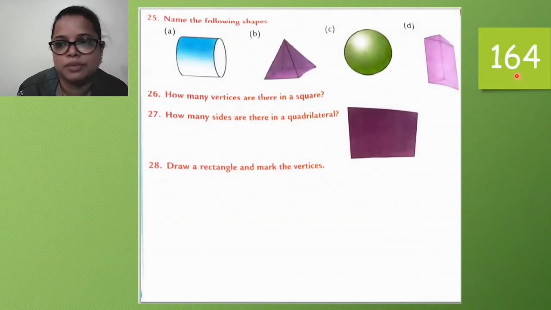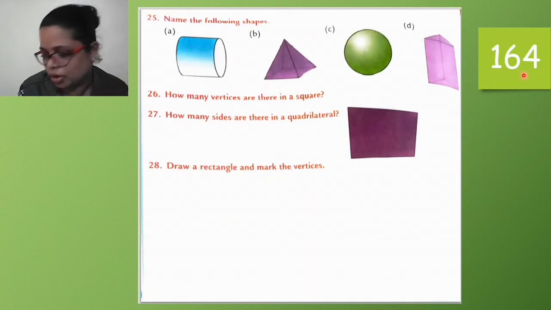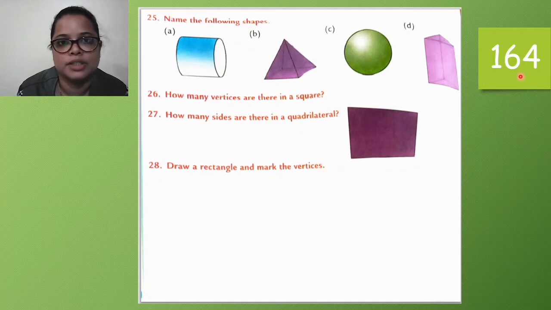Okay, page number 164. You will have the Let's Revise page. Directly come to page 164, question number 25. The first is: name the following shapes. The shapes they have given you. Right here only, in the spaces provided below, just write these names.